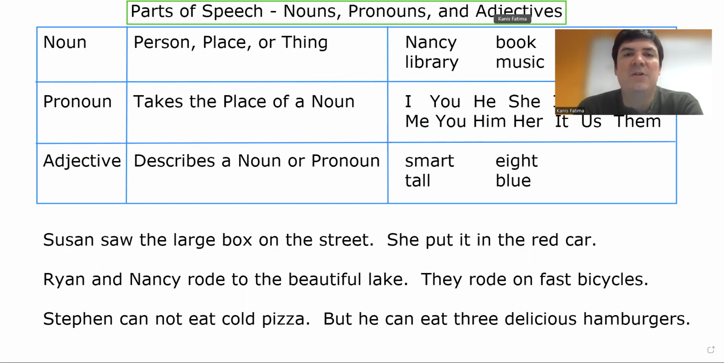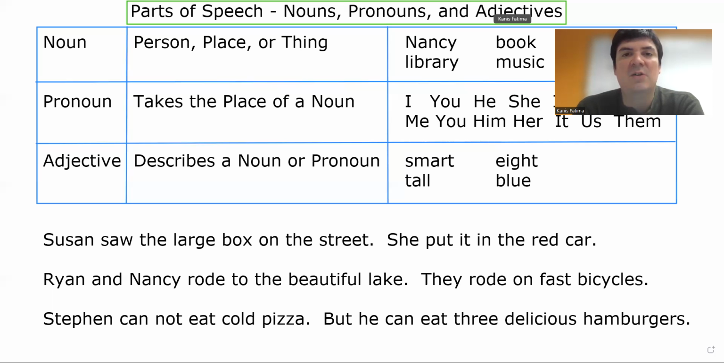For example, if you can see it, if you can touch it, if you can taste it, if you can smell it, if you can hear it, it is a noun. So for example, Nancy is a noun. Nancy is a person. I can see Nancy. I can touch Nancy. I can smell Nancy.